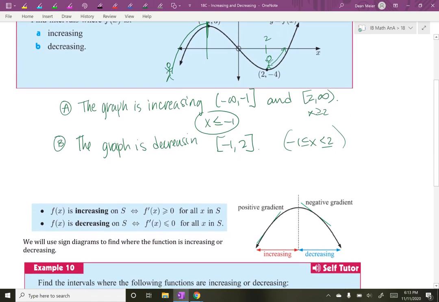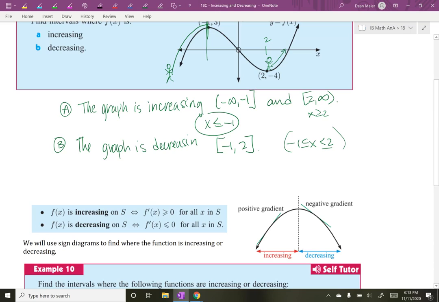All right. So what does that have to do with derivatives? Well, think about that. That means if the graph is increasing, then the derivative must be positive. Because remember, the derivative is the slope. And when the slope is positive, then we have an increasing graph. When the slope is negative, we have a decreasing graph.